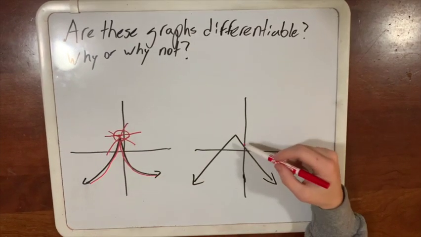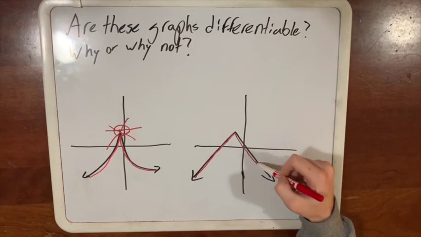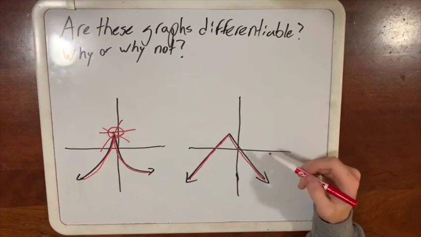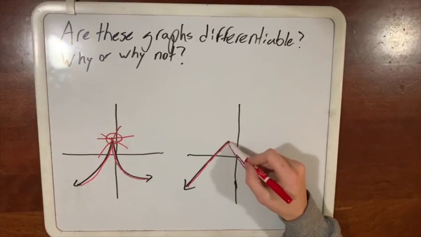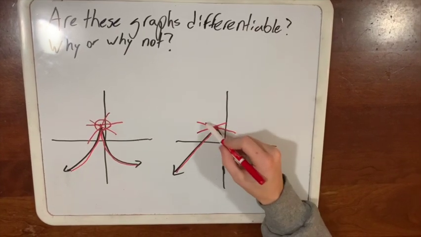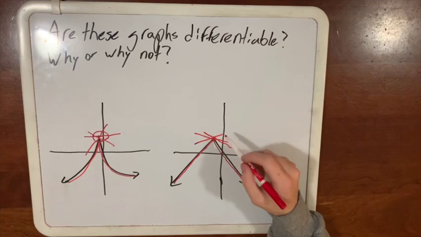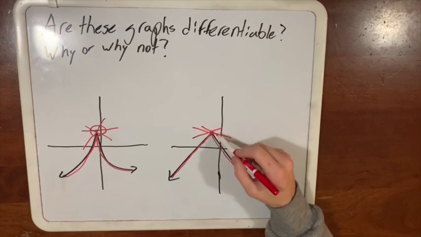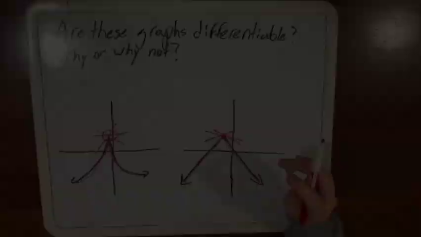This graph has a very similar situation. You can trace it, and you won't have to take your pen off the paper, or whiteboard in this case. So it is continuous. However, if you look at this point right here and try to take the slope, you could get multiple possible ones, so it isn't differentiable at this point. So although the graph is continuous, it is not differentiable.